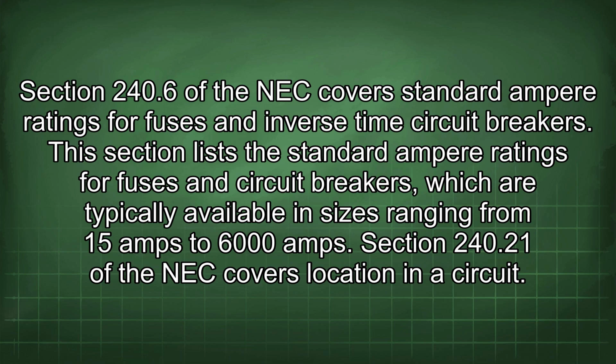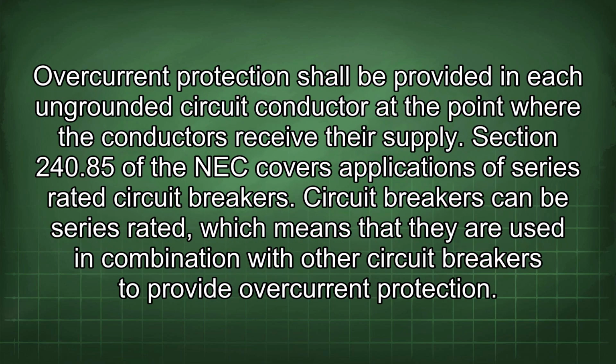This section lists the standard ampere ratings for fuses and circuit breakers, which are typically available in sizes ranging from 15 amps to 6000 amps. Section 240.21 of the NEC covers location in a circuit. Overcurrent protection shall be provided in each ungrounded circuit conductor at the point where the conductors receive their supply.